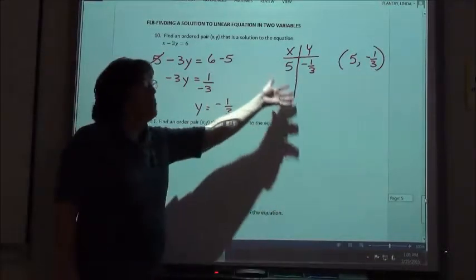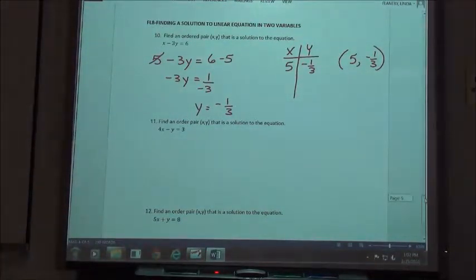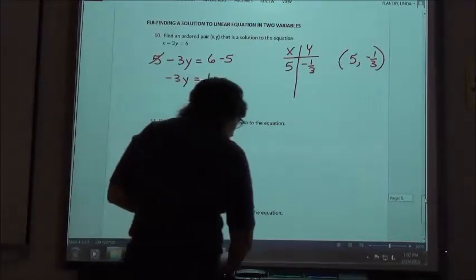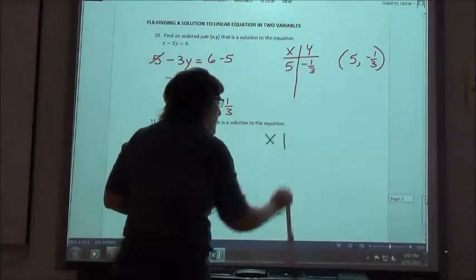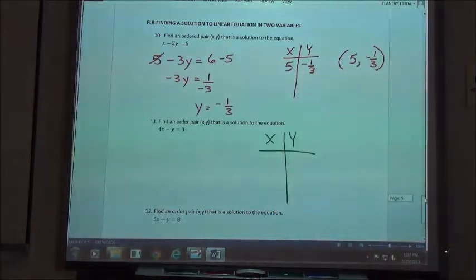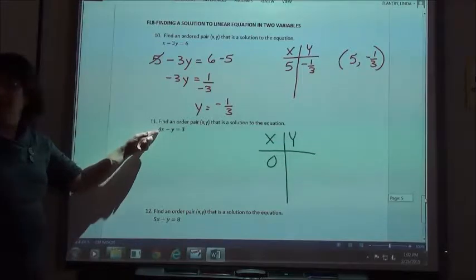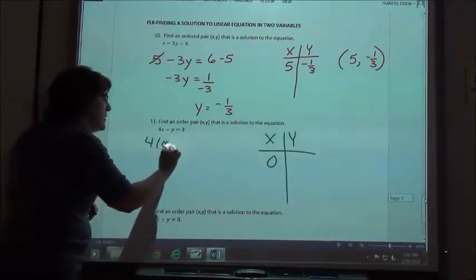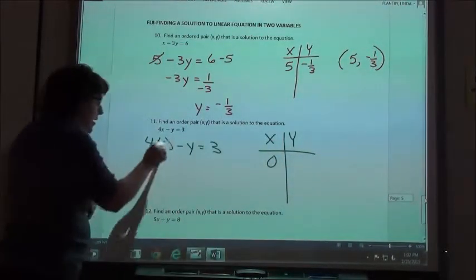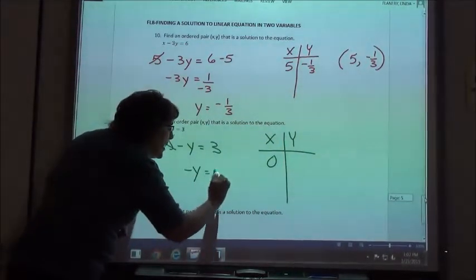Now, you can imagine there's 5 million different answers because you can pick whatever number you want to use. If you really wanted to use negative 243, you could, but that would be a lot of work. Here's what they're going to suggest you do. They're going to say, let's put 0 in for either x or for y. Why is it fun to put 0 in for something? Because I get 0. So if I do 4 times 0 minus y equals 3, that's going to be gone. And I just have to solve the equation negative y equals 3.